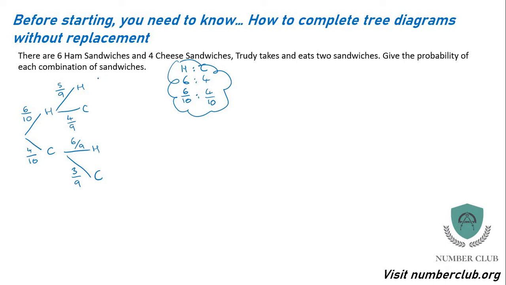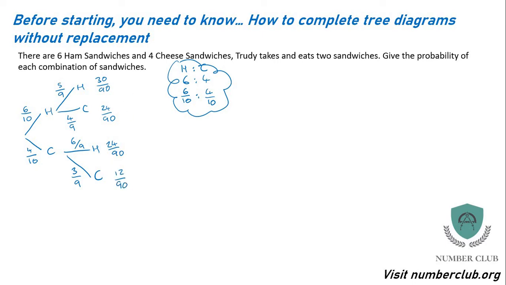Now what that ends up being is 30 out of 90. 6 fours are 24 out of 90. 6 fours are 24 out of 90, and 12 out of 90. And you could be asked all sorts of things.